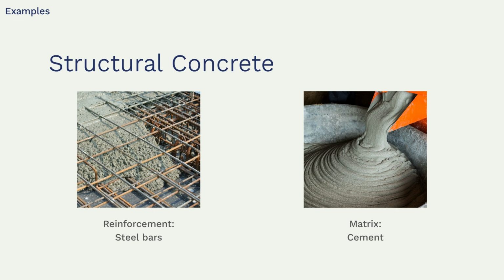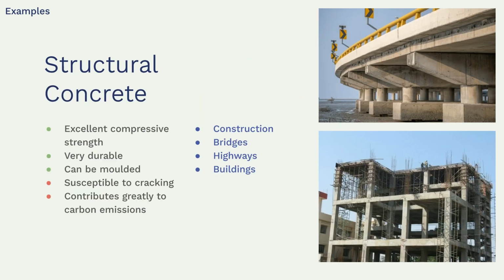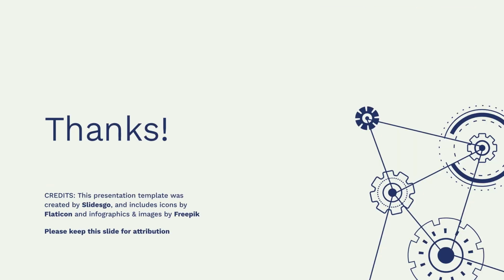Finally, we have structural concrete, which is composed of steel bars as the reinforcement, and for once, the matrix is not resin, but is instead cement. Structural concrete has excellent compressive strength, is very durable, and can be molded. That's why it's used very widely in construction, making bridges, highways, or buildings. However, it's susceptible to cracking, and its manufacture contributes greatly to carbon emissions.